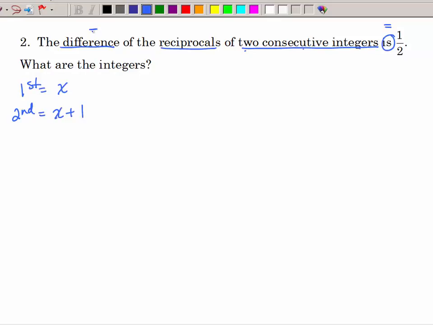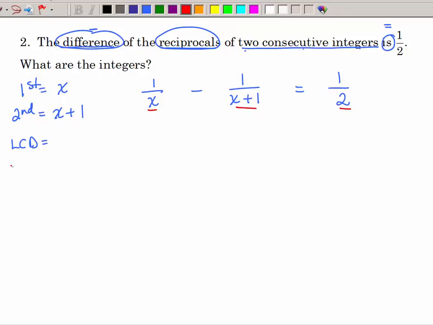But it doesn't say just to subtract these consecutive integers, it says to subtract their reciprocals. So I'm going to have 1 over x minus 1 over x plus 1, and that's going to equal 1/2. Now notice I've spaced that out because I know I'm going to have to multiply by that LCD, which remember is all those factors. So I'm going to have x, x plus 1, and the 2. I'm just going to stick that in front.